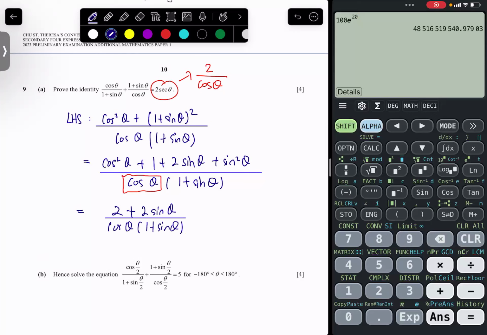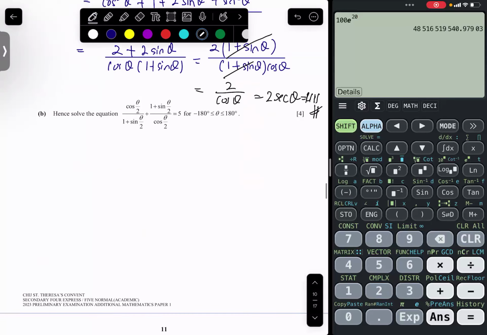Some of you might have seen it already. I factorize out the 2: 2 times 1 plus sine theta over 1 plus sine theta times cos theta. Cancel, cancel. Equals 2 over cos theta, equals 2 secant theta, equal to the right hand side.